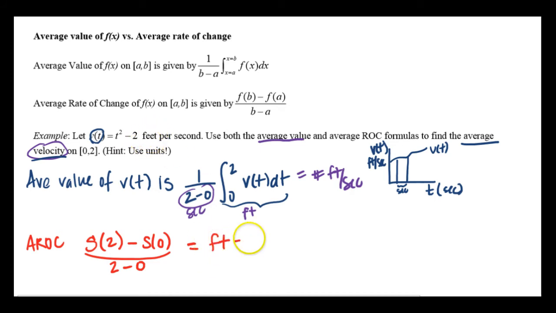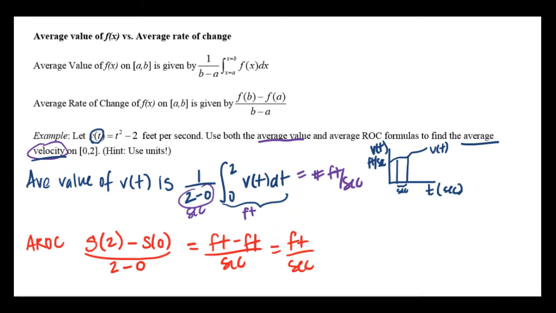So this is feet minus feet. Whoops, shouldn't have put it in parentheses. So feet minus feet over seconds. So s of 2 is a location in feet minus s of 0 is a location in feet. So some number of feet minus some number of feet is still in feet over seconds, feet per second. This is a velocity.